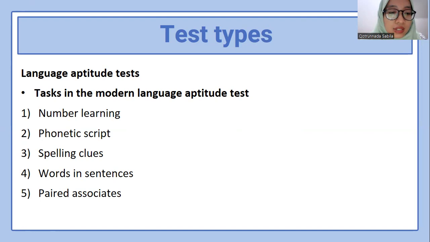And then words in sentences. Examinees are given a keyword in a sentence and are then asked to select a word in a second sentence that performs the same grammatical function as the keyword. And then paired associates. Examinees must quickly learn a set of vocabulary words from another language and memorize their English meanings.